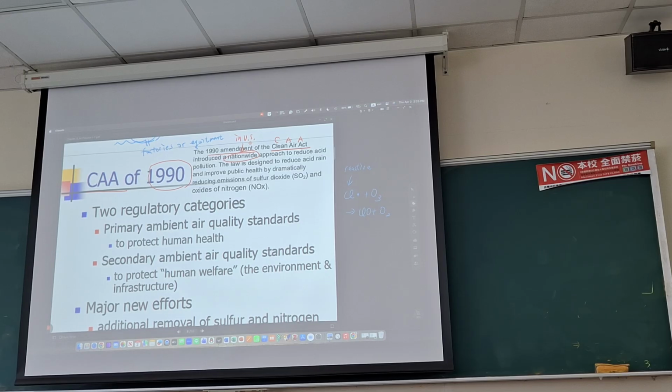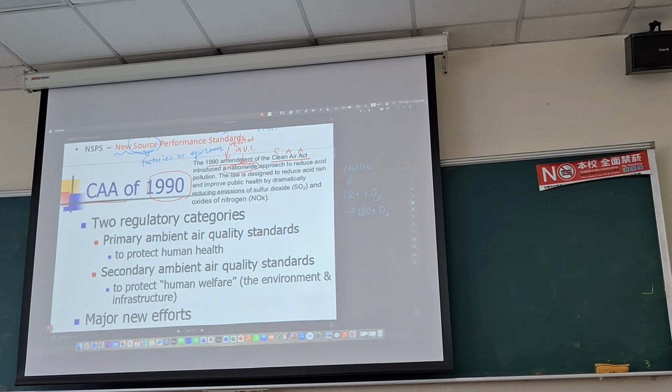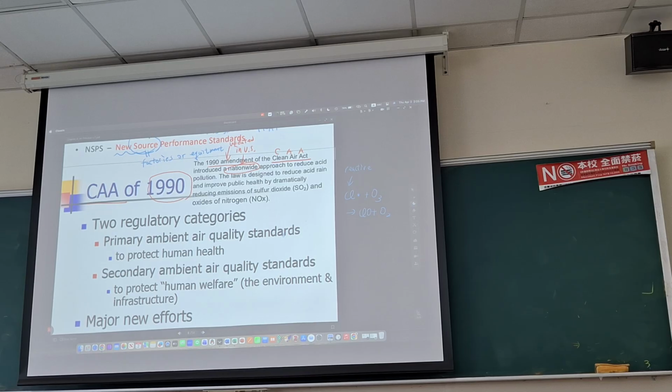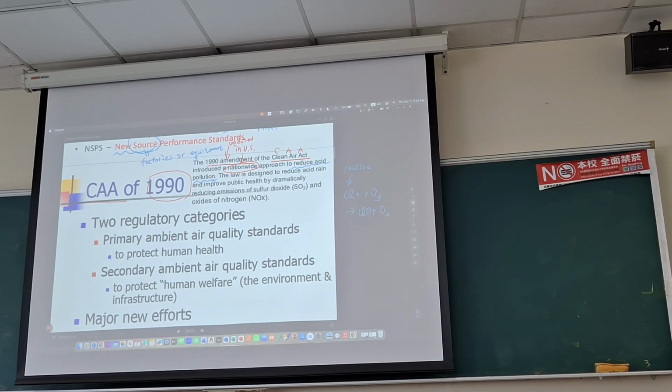So this is the major environmental law. Amendment means updated. It's an updated law in the United States. They try to reduce acid pollution, because acid pollution will cause health issues.